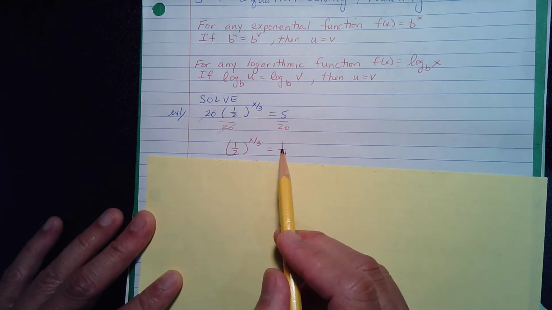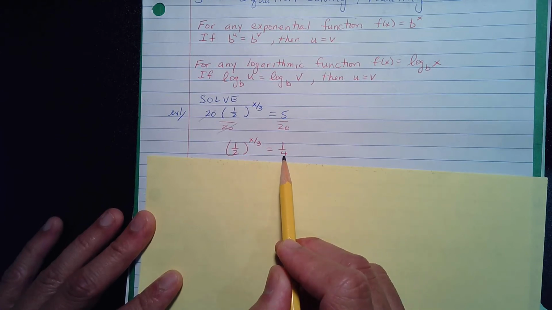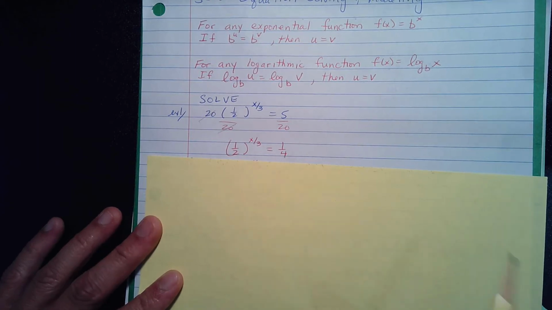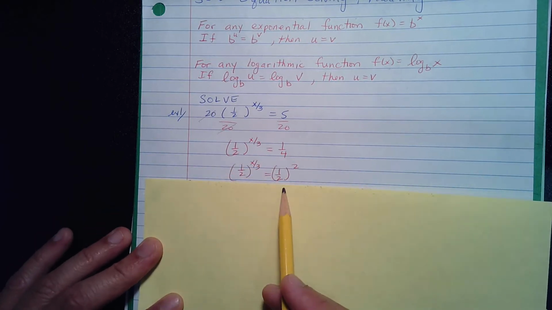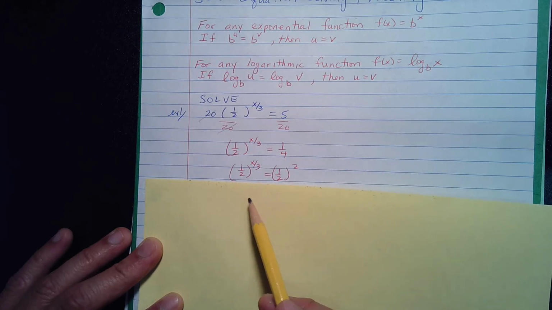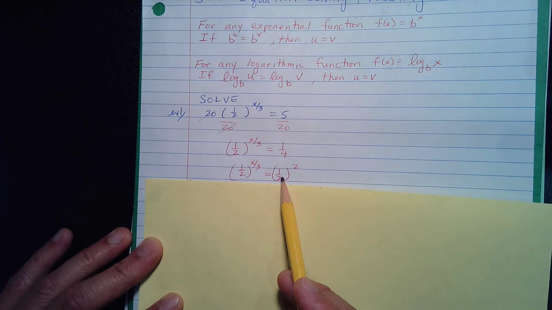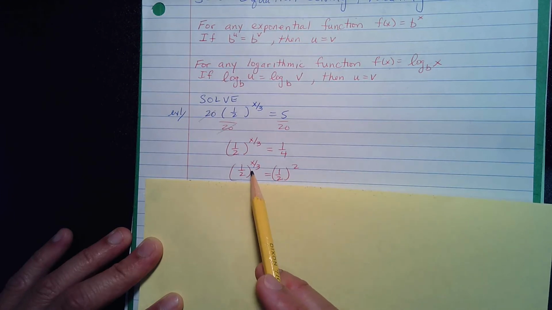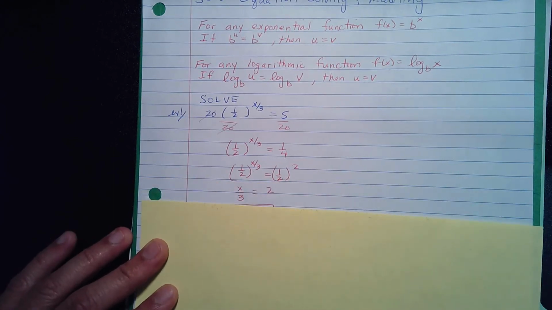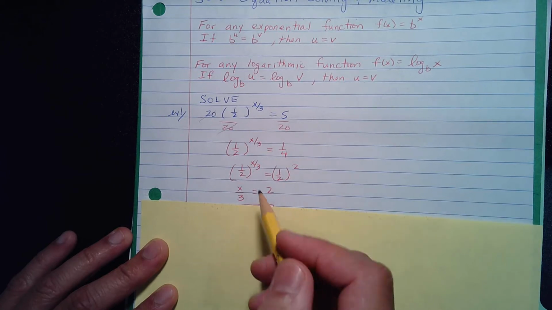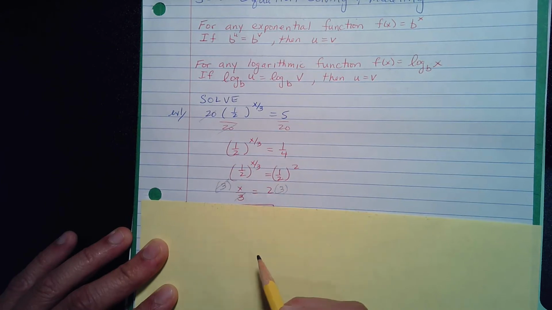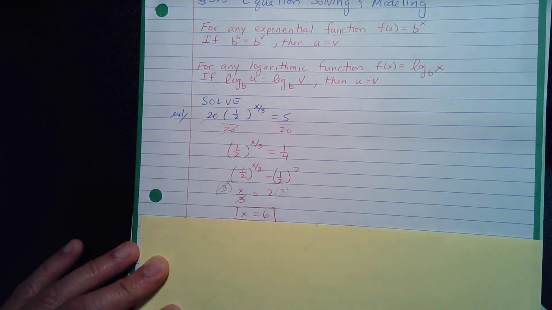What I'm going to do is try to make this base look like this base. So I know 1/4 is equivalent to 1/2 squared. 1/2 squared is the same thing as 1/4. Well, since the bases equal each other, then we can set the exponents equal to each other. Then we have x over 3 equals 2. Multiply both sides by 3. These 3s reduce to 1, so x equals 6.